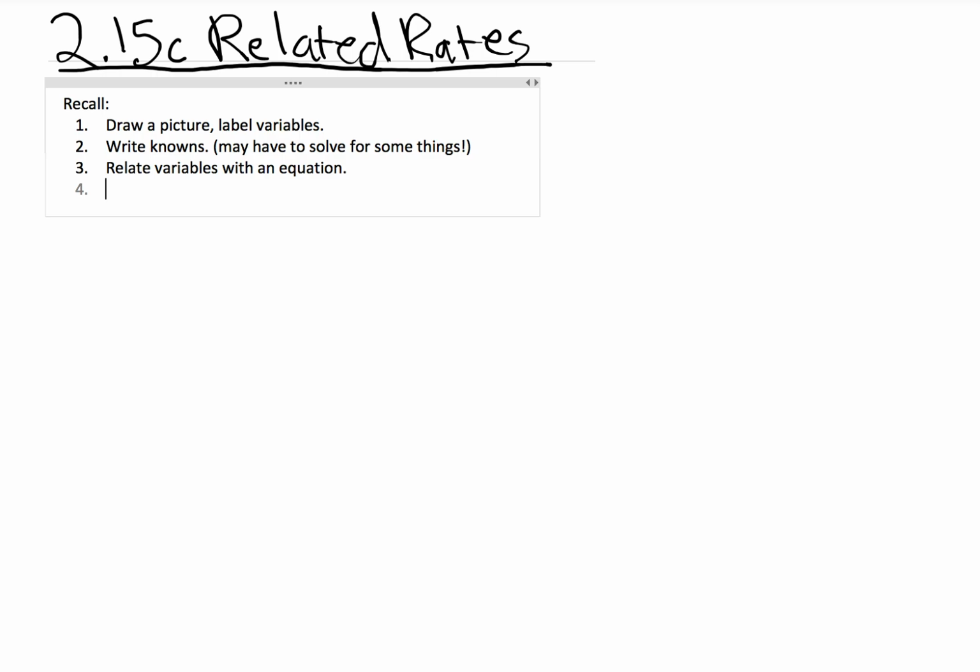Where rates come into play here is you are going to implicitly differentiate both sides of your equation with respect to time, t. Okay, so derive both sides with respect to t. Recall that when you implicitly differentiate, we're assuming everything is a function of time, so everything acts like a function variable. Whenever you derive each term, it's going to get a d something dt attached. And then finally, your last step is just to plug in and solve for the missing rate.